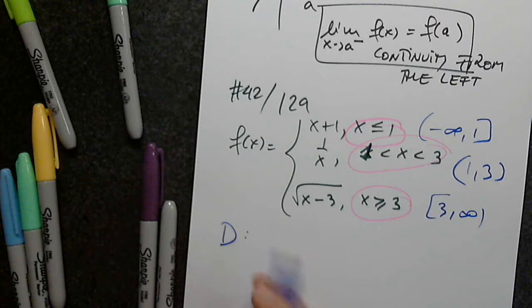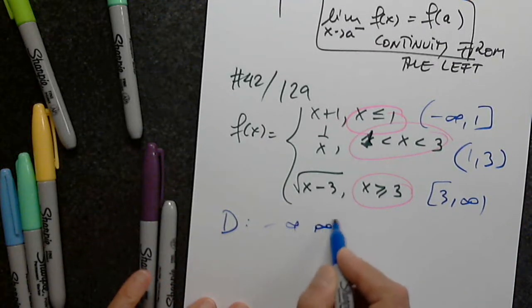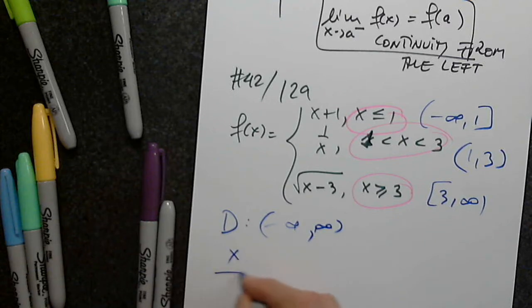I need to identify the domain. I can't move on to any step before I identify the domain. And the domain of this function is negative infinity to positive infinity. Do you all agree? 1 is here, 1 is not here, 3 is not here, but 3 is here, and everything else. There is no gap in the domain. So indeed, all real numbers. Perfect.